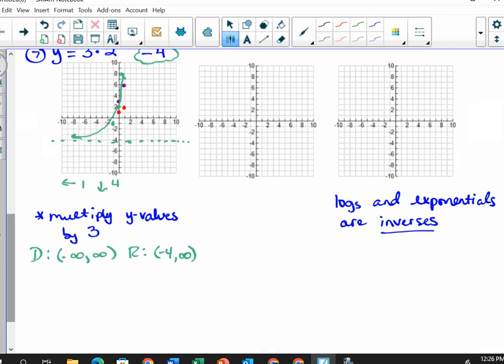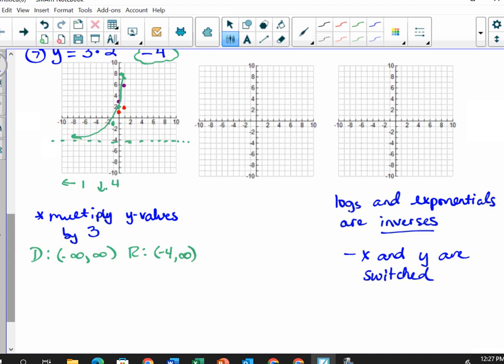So what do you guys remember about inverses? Okay, like what do you mean opposite? Those are reciprocals. X and Y are switched. I like that. That's going to be key for us. The other thing is they're reflected across the line y equals x.